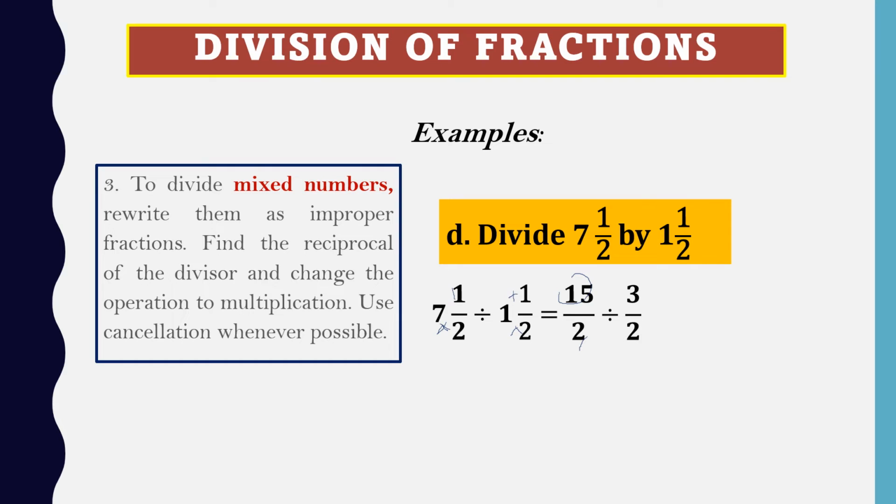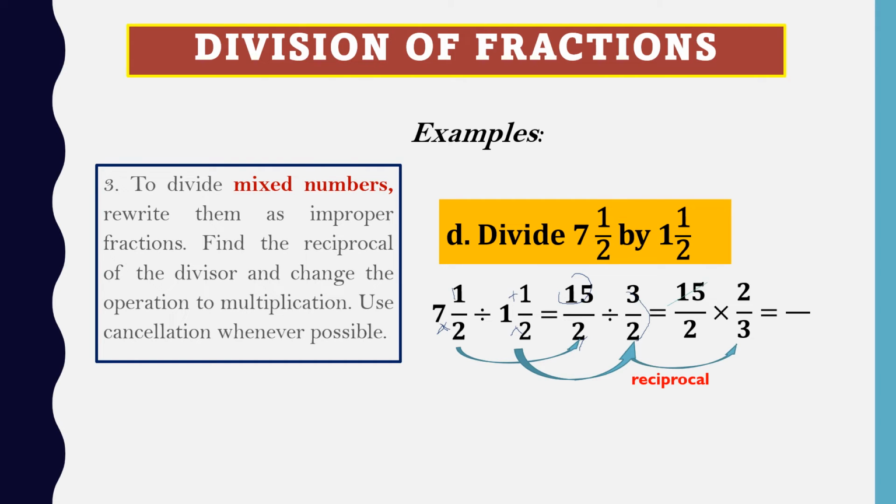3/2. Next step, we change the operation into multiplication and write the reciprocal of the, what is this? The divisor. Okay, so we will obtain 15/2 times 2/3 after doing that. The reciprocal of 3/2 is 2/3. Okay, and then we can cancel numerators and denominators with common factors.